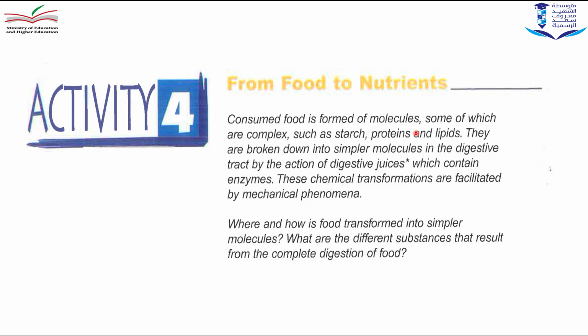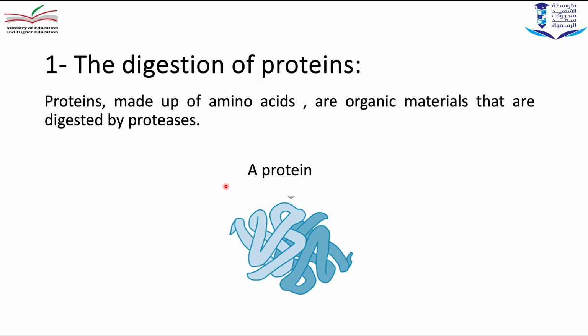It's a mixture. They are broken down into simple or simpler molecules in the digestive tract by the action of digestive juices. So the juices secreted by glands have enzymes, and these enzymes will make the molecular simplification of starch, proteins and lipids, for example. These chemical transformations are facilitated by mechanical digestion. We will study it later. Now in this video we are going to study the digestion of proteins.